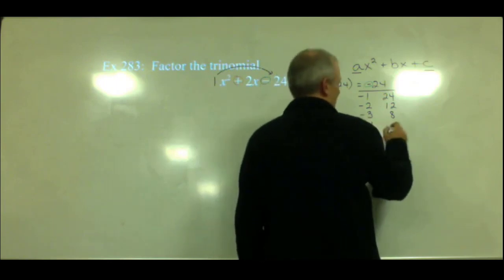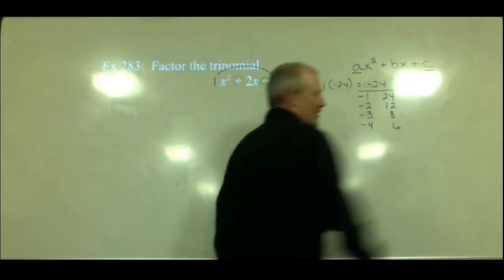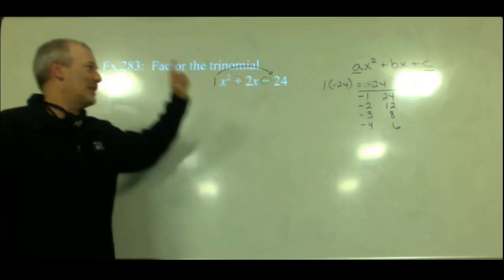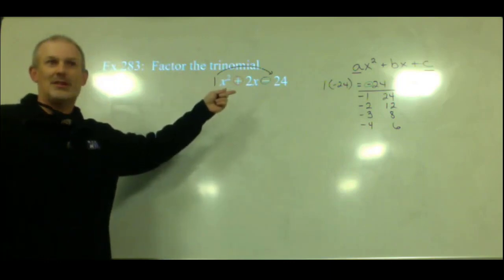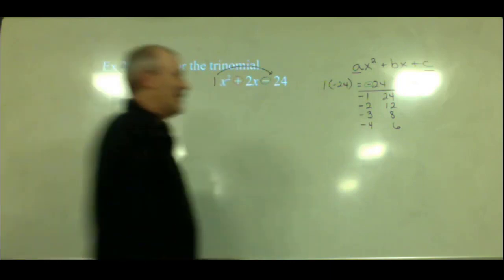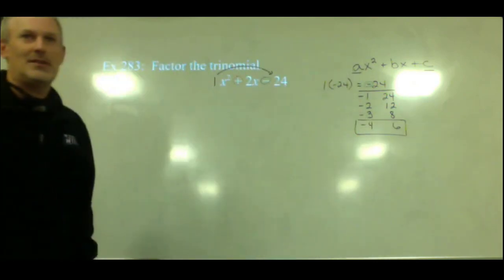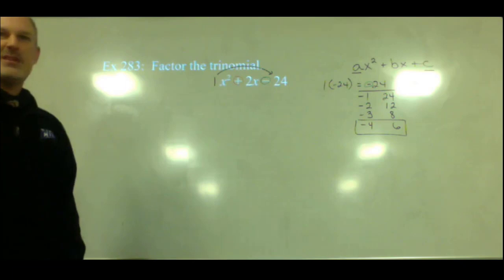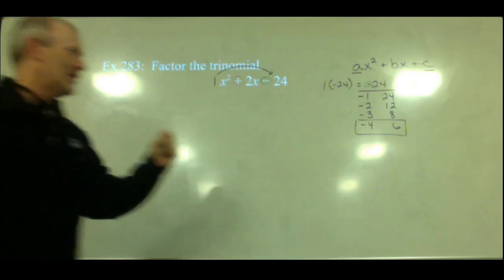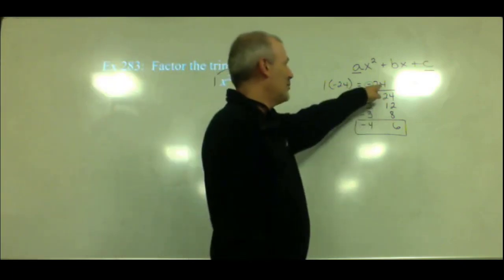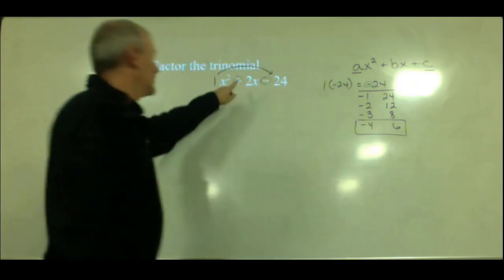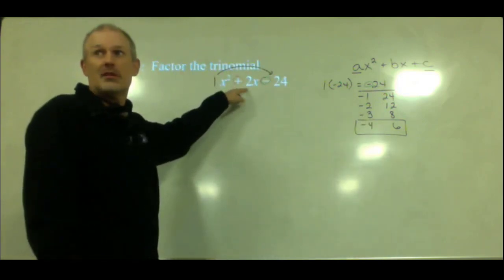Negative 4 times ends up being 6. Do those two add up to be a positive 2? Yes. The answer is yes. So, all right, we have a winner. These are the two that we're going to use. That was step 2. We have to find the factors that multiply together to be the negative 24 and add together to be the 2.